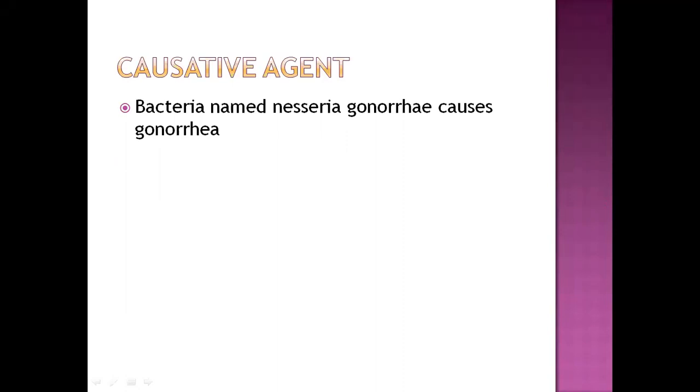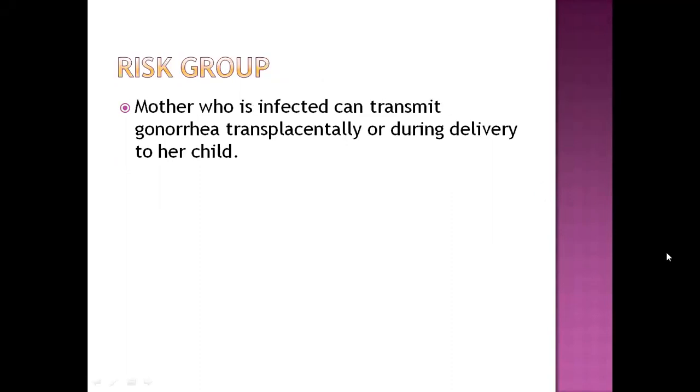The main causative agent of gonorrhea is the bacteria named Neisseria gonorrhoeae. Risk group. The group at risk of having gonorrhea includes a mother who is infected by gonorrhea during pregnancy. She can transmit that infection to her baby during delivery or transplacentally. The infection which is transmitted by a pregnant mother to her child is called transplacental transmission.